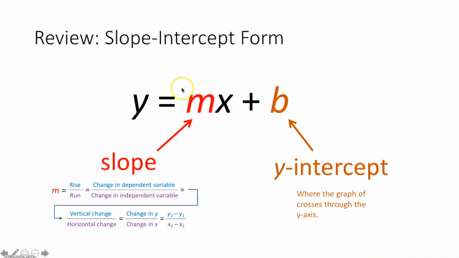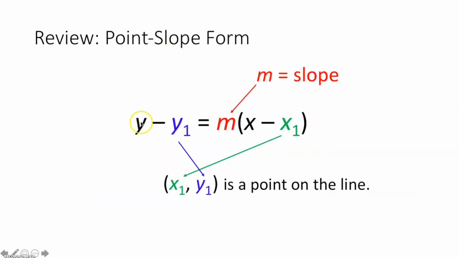Now let's review slope-intercept form. That's y equals mx plus b, where x is your independent variable, y is your dependent variable, m is your slope, and b is your y-intercept. In point-slope form, we have y minus y sub 1 is equal to m times the quantity x minus x sub 1.